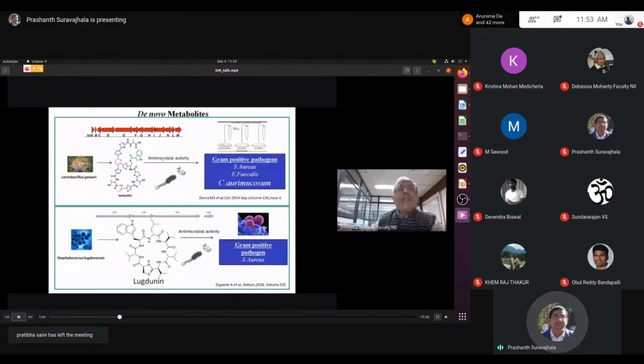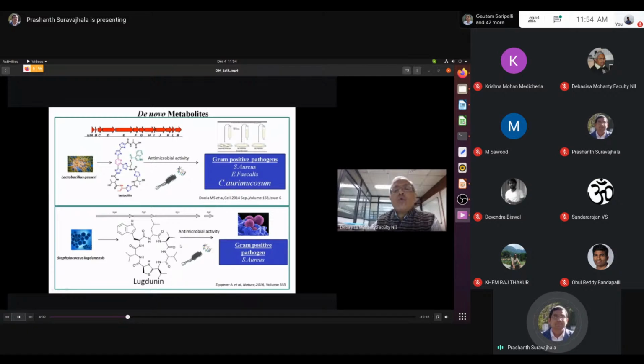And these are a few other examples. Let us say, they are making a molecule called lactocillin. It is coming from a bacterium which is there in our microbiome, Lactobacillus gasseri. What it is inhibiting is the growth of other pathogens like SRES and things like that. This is another example called lugdunin. It is coming from Staphylococcus lugdunensis, and it is preventing the growth of Staph aureus.